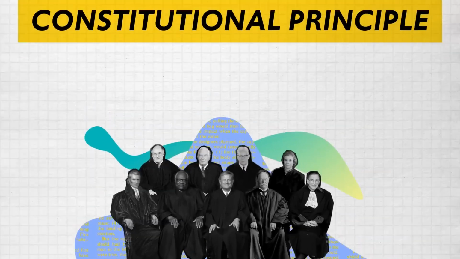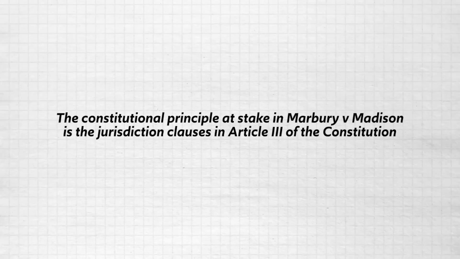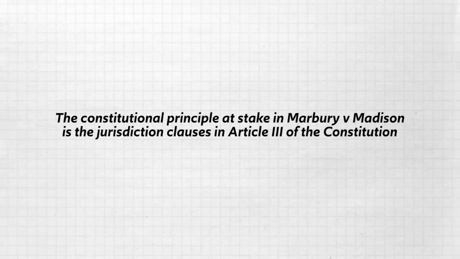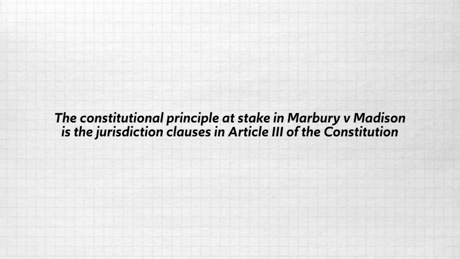Now, what I'm about to tell you is not going to sound relevant to this case, so you're just going to have to stick with me here. The constitutional principle at stake in this case is the jurisdiction clauses in Article 3 of the Constitution. Now remember, Article 3 is all about the judicial branch and how it gets its power and what kinds of cases it can hear. Jurisdiction means the scope of power the court exercises over those different kinds of cases.